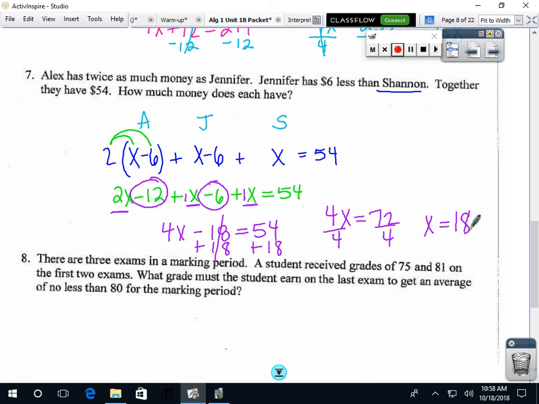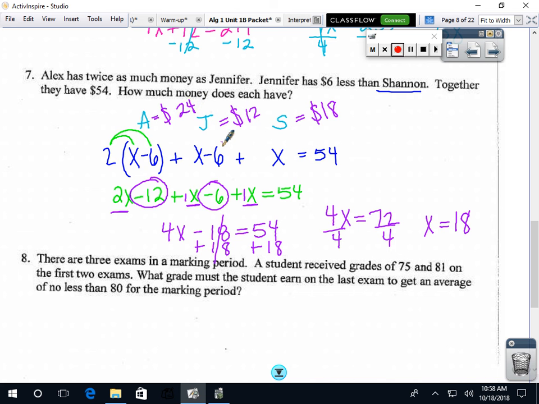Okay, so 18 is what? Right. How much who has? Shannon has, because she was just the regular x. So $18 is how much Shannon has. So that would make Jennifer have how much? 12. 6 less than Shannon would be 12. And that would make Alex have how much? 24, double what Jennifer has.